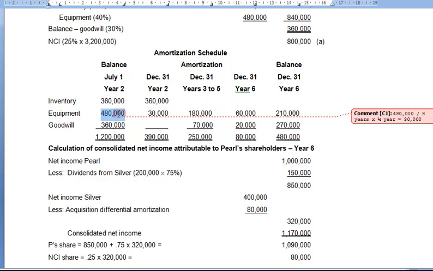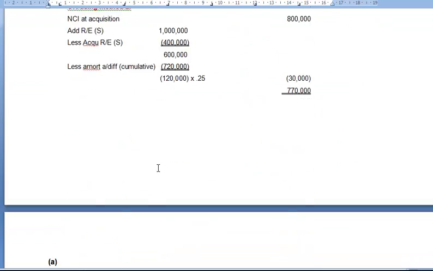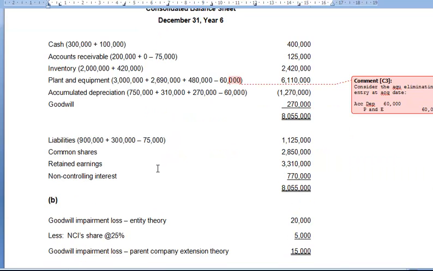And you're going to include that increment because now the plant and equipment is sitting at cost, less accumulated depreciation on the statements. So here, if you go down here, this is our plant and equipment at cost, which includes the 480, but again, we don't want the 60,000 because that predated the relationship. And again, your accumulated depreciation is going to be increased by 270, which was the 30 plus the 180 for years 3, 4, and 5, plus the 60,000 for the current year.